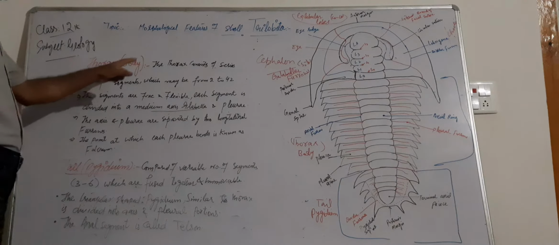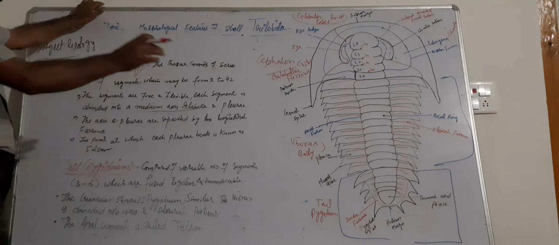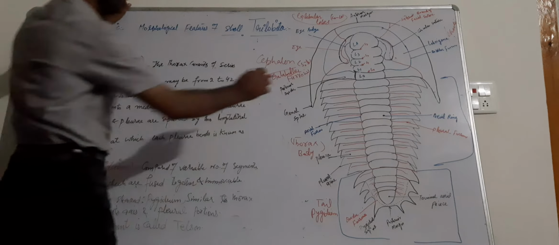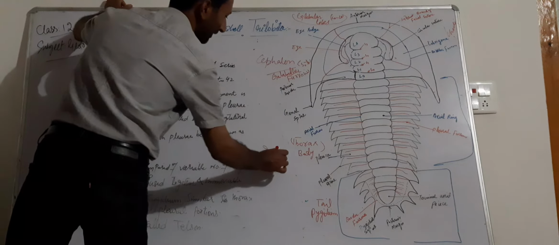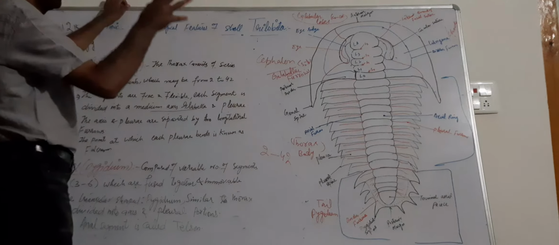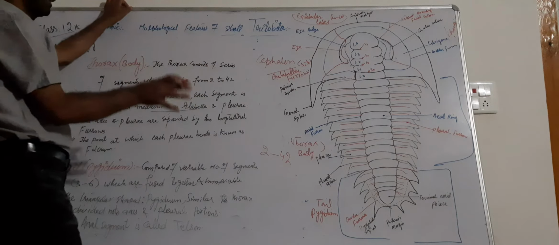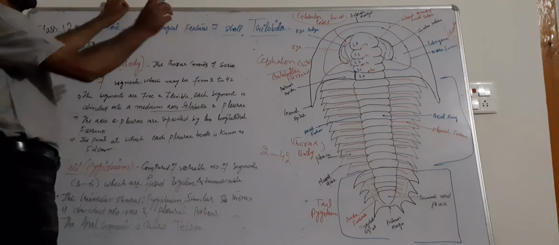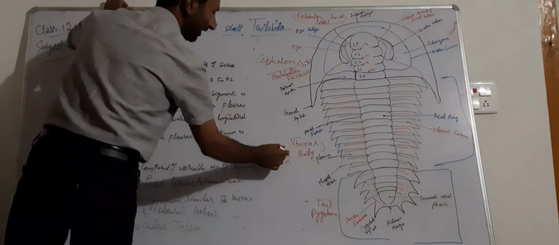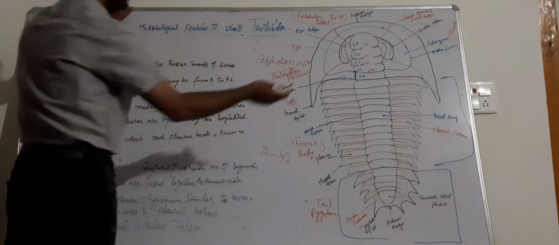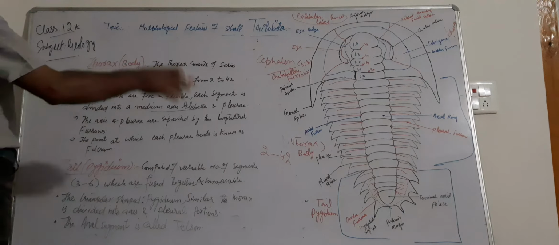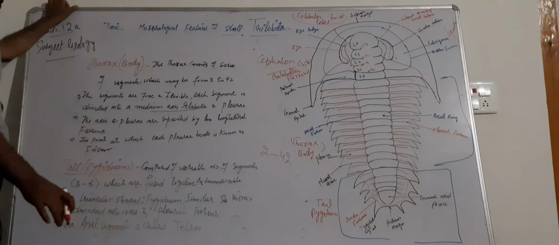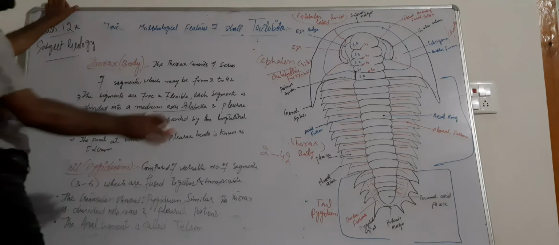So this thorax consists of a series of segments, which may number from 2 to 42. There are some fossils which contain 2 segments, 4 segments, 6, 7, 8, 9, 10, up to 42. There are some fossils which have a range up to 42 segments. The next point regarding the thorax of this fossil is that the segments are free and flexible.